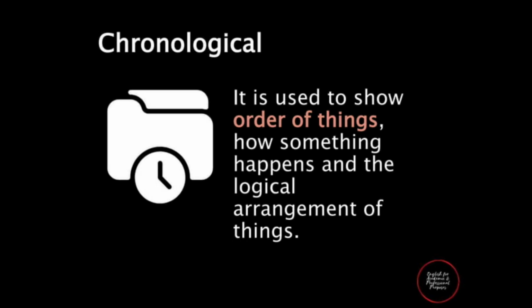Okay, so chronological, it is used to show order of things. It's like a method. Okay? Step by step. And then, how something happens and the logical arrangement of things. In history, 'di ba? We use years in representing, for example, the theory of evolution. Okay, from Homo erectus to Homo sapiens, like that. And then sa monkey, sa unggoy, like that. Okay. So that's a chronological event.